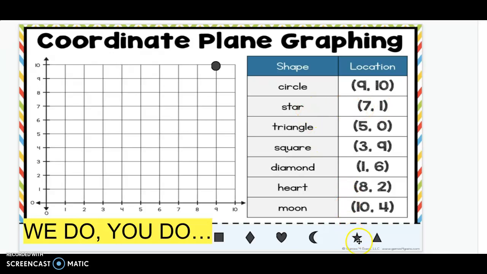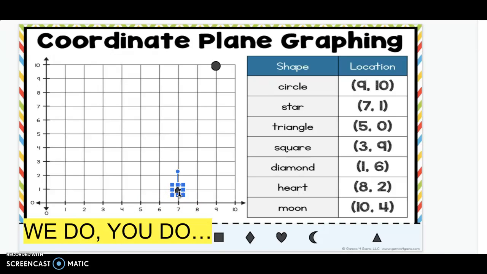So I'm going to get my star. Okay, Elisha, can you tell me what to do? I start over here, right, Elisha? And you tell me what my first number is. Okay, thanks for volunteering. I'm going to go over 7. He's right. And then we're going to go up 1. Are we right? I went over. And then I went up.